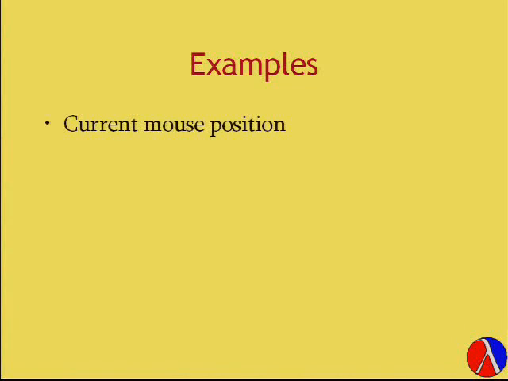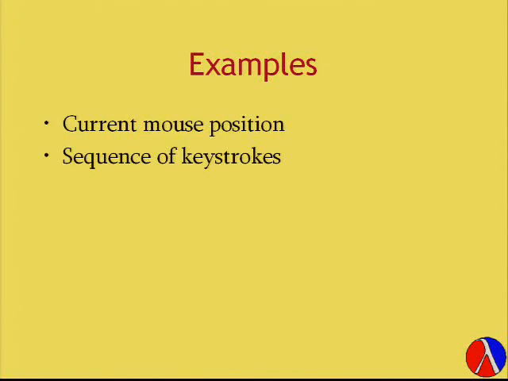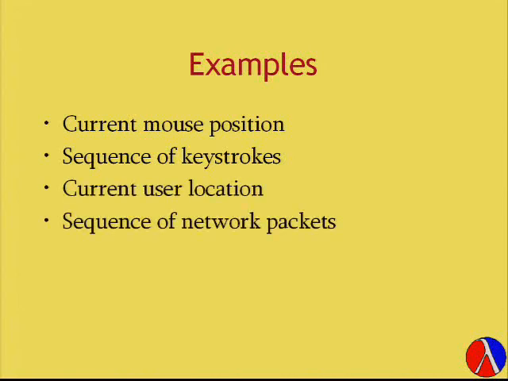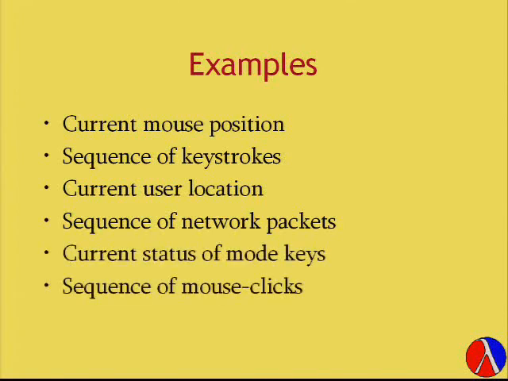For example, what is the current position of the mouse? Well, it's constantly changing, right? As I keep moving my mouse around, that position keeps changing. Or what is the sequence of keystrokes I've seen so far? That sequence is a stateful value that keeps growing over time. Or if I have some way of querying where the user is moving around. Or the sequence of network packets that I've seen so far, or the status of the mode keys, or the sequence of mouse clicks, or for that matter, the current time, right? These are all stateful values that keep changing over time. And if I don't have a programming language that will let me naturally capture programs over these domains, I don't have a very useful programming language.